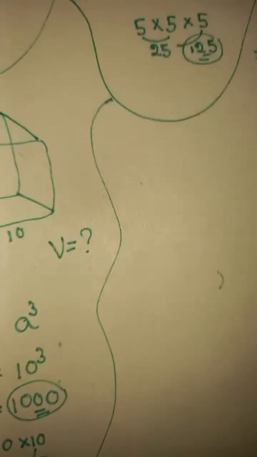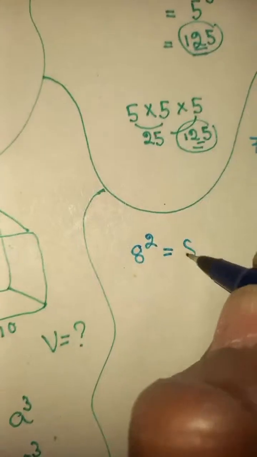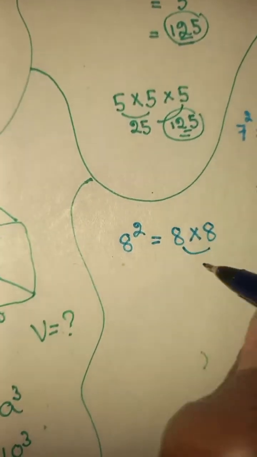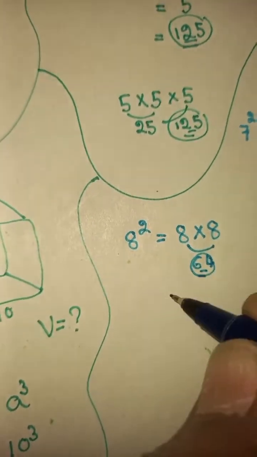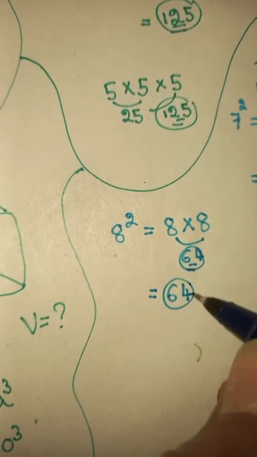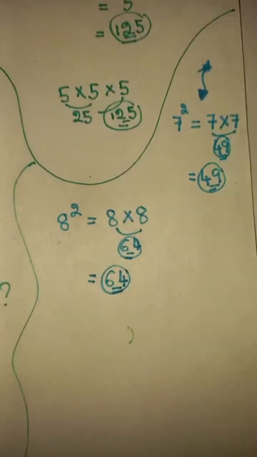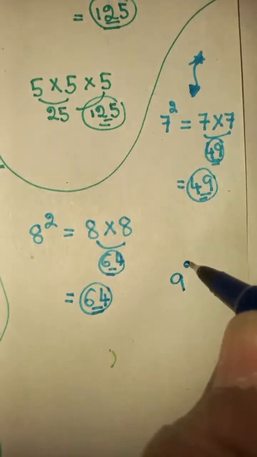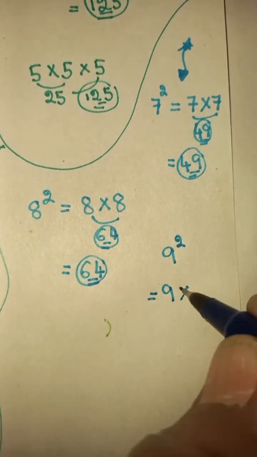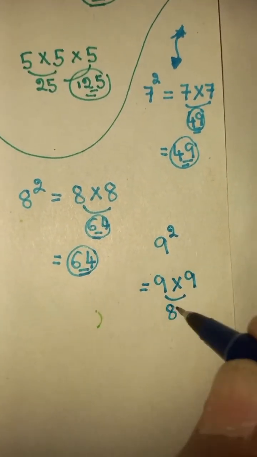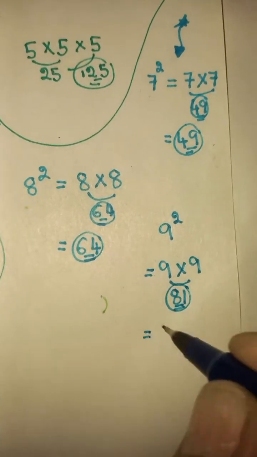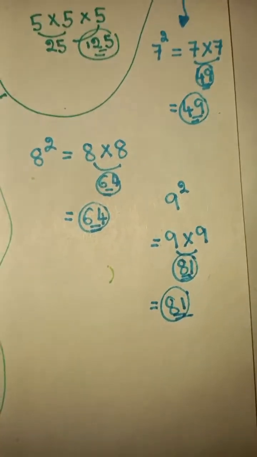Let's write 8 square. 8 square means it becomes 8 times of 8. 8 times of 8 is 64. So this 8 square becomes 64. Let's write about 9 square. 9 square means it is 9 times of 9. 9 times of 9 is 81. So this 9 square is 81.